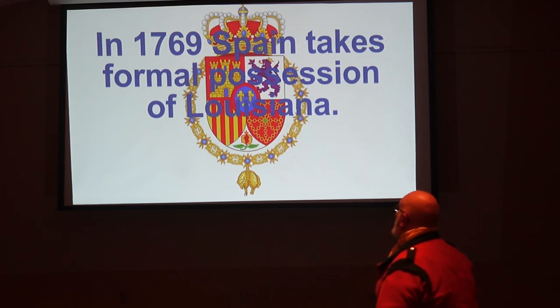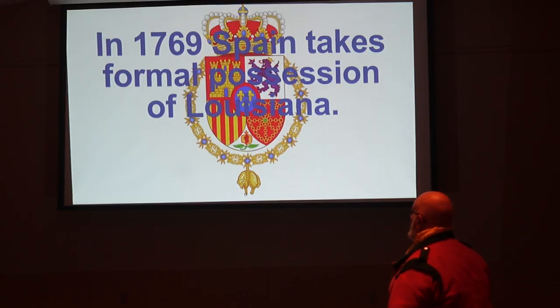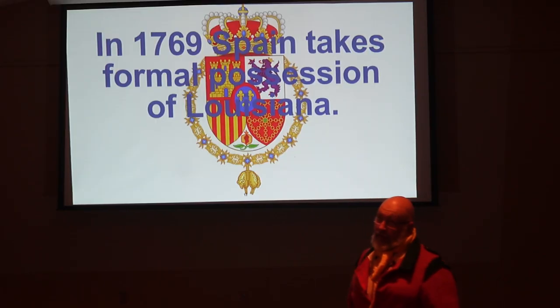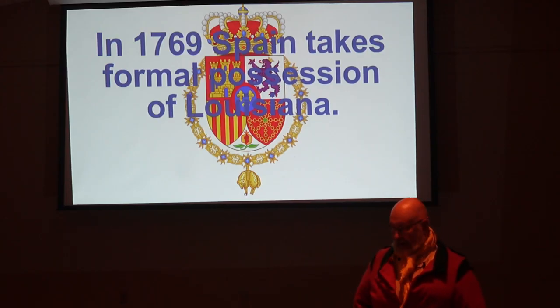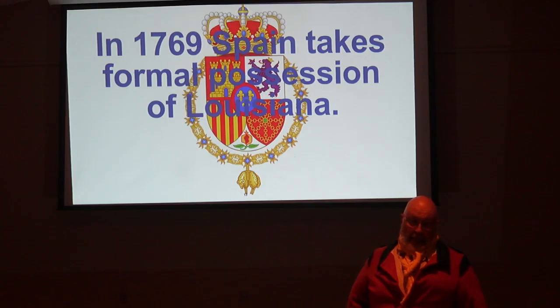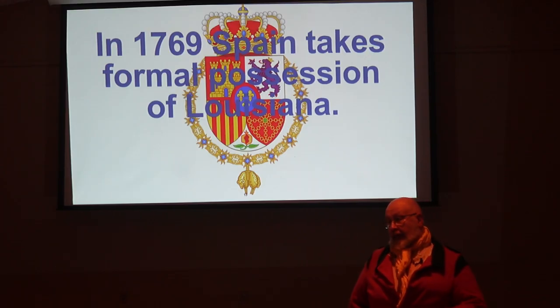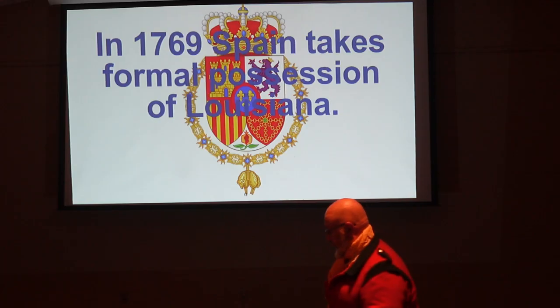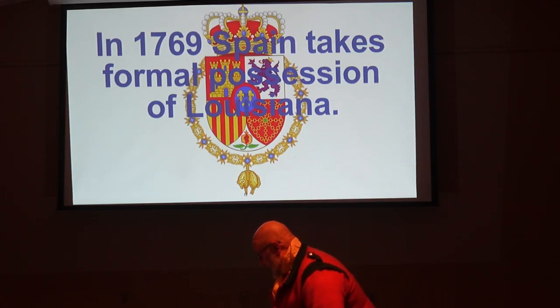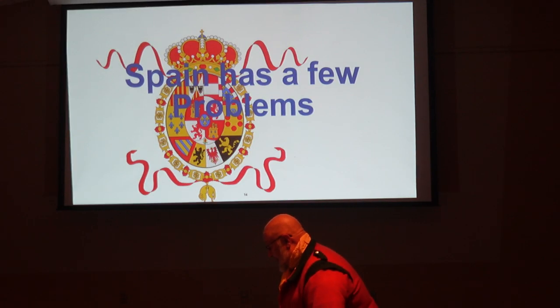1769, Spain takes formal possession of Louisiana, which, if you know anything about the Louisiana Purchase, is a huge swath of land. And the Spanish literally didn't have the manpower. The Spanish governors are looking at this knowing there's no way we can control all this territory, and half of it we don't know what's in it, because they haven't been up in the Dakotas and everything else. So they're kind of at a loss.